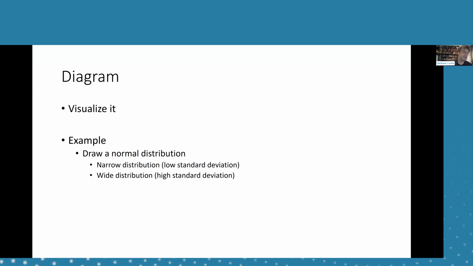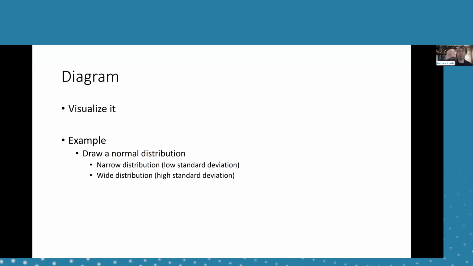Then I do some sort of visualization. It doesn't literally have to be a diagram, but a visualization. Keeping with our standard deviation example, I might draw a normal distribution, that hill you've probably seen in multiple textbooks, a mound, a lump, a bulge, a hill. I draw a normal distribution that has a narrow distribution, so it's a very steep, narrow hill. I say this shows a low standard deviation, or I draw a normal distribution that's very wide.